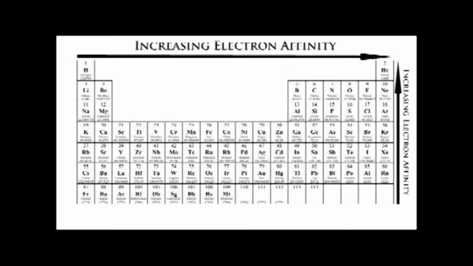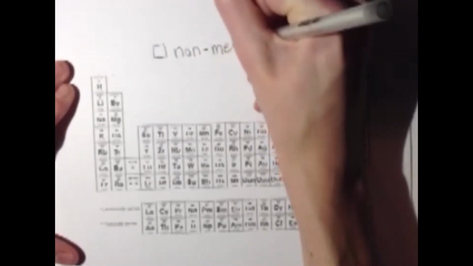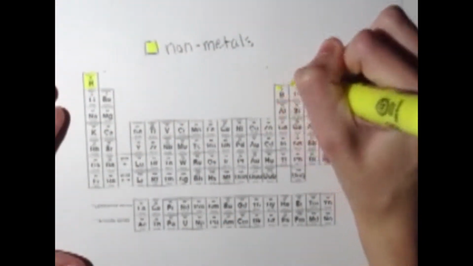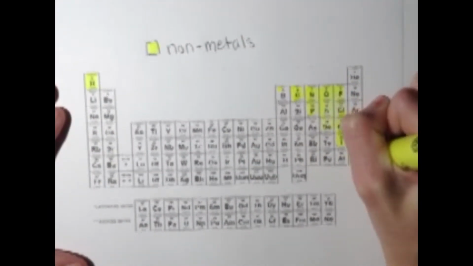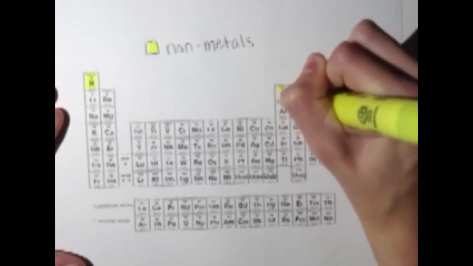Pattern number 6 is that electron affinity increases from left to right within a period. This is caused by the decrease in atomic radius. Also, electron affinity decreases from top to bottom within a group. This is caused by the increase in atomic radius. Pattern number 7 is that metallic characteristics decrease from left to right across a period. In addition, metallic characteristics increase down a group.